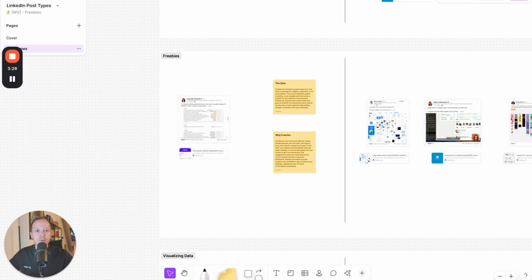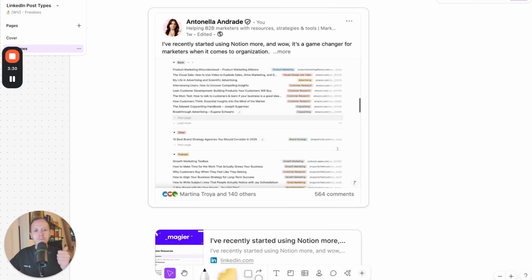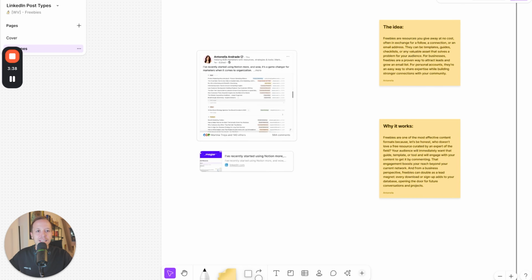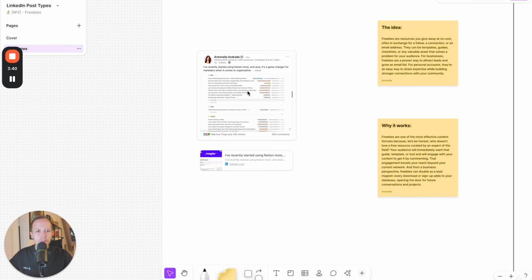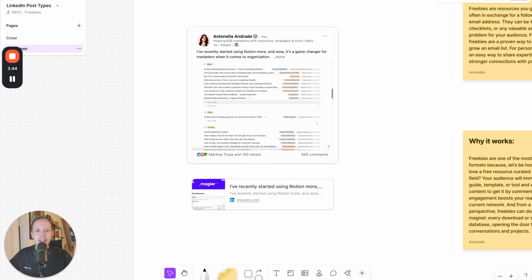Next post type, and probably the most important one, is freebies. You can be sure that people love freebies. They just love it, and people want to save stuff for themselves. So the idea here is simple. You are creating something valuable and you are sharing this on LinkedIn. And then you ask the people to comment, and then you will send them the freebie.